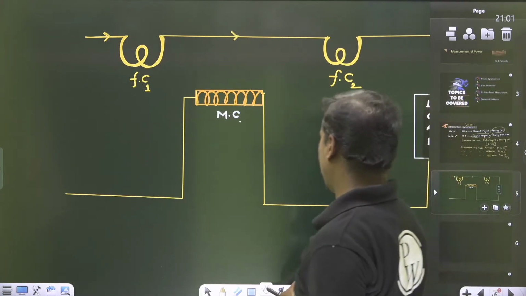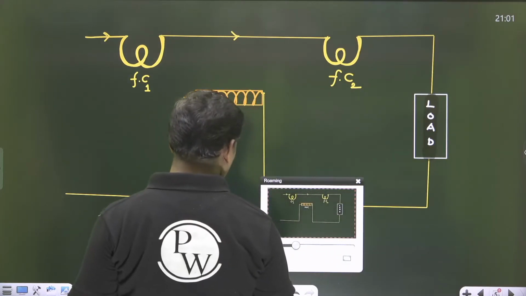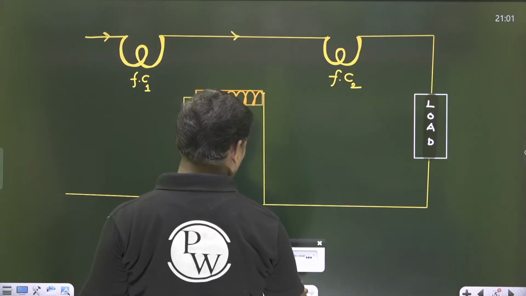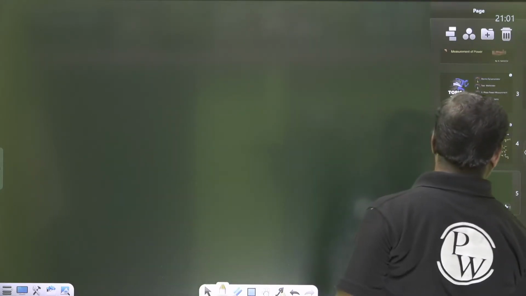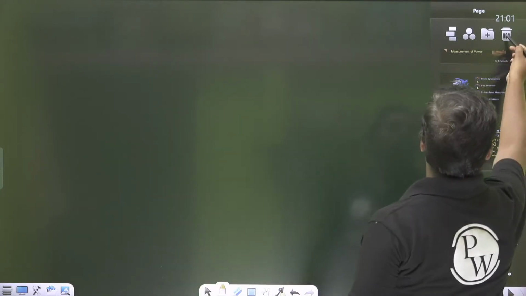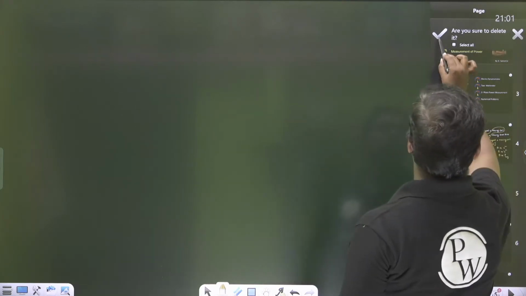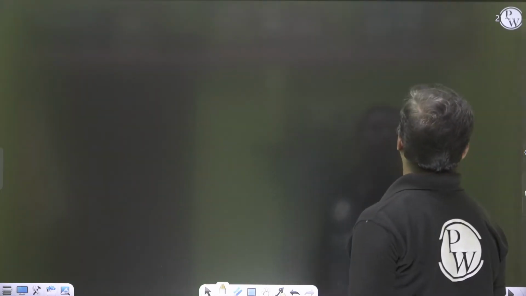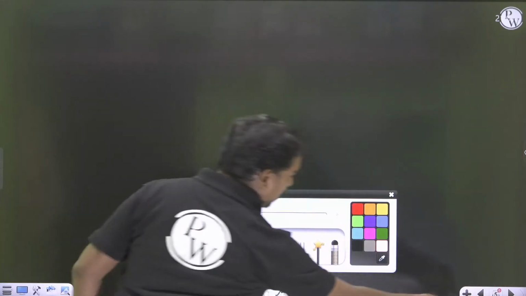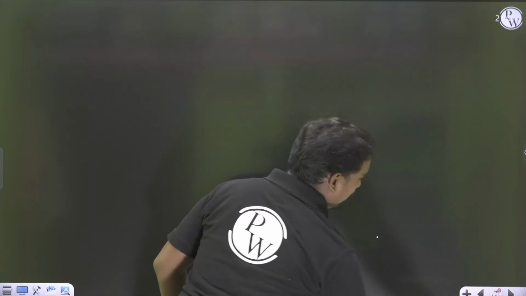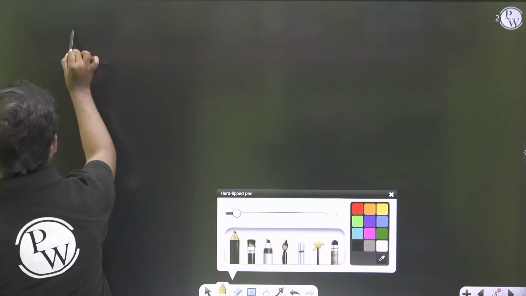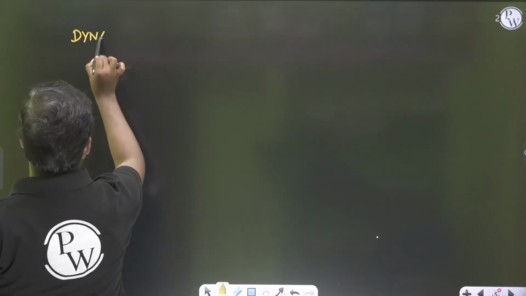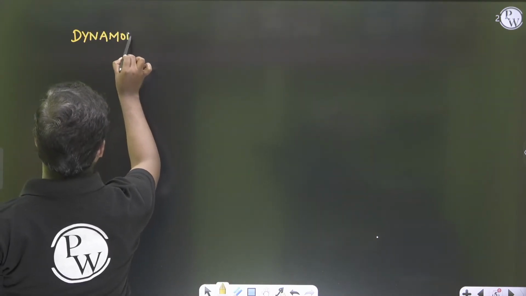Let me take this diagram. So what is the diagram? The dynamometer majorly contains, let me write some points first.